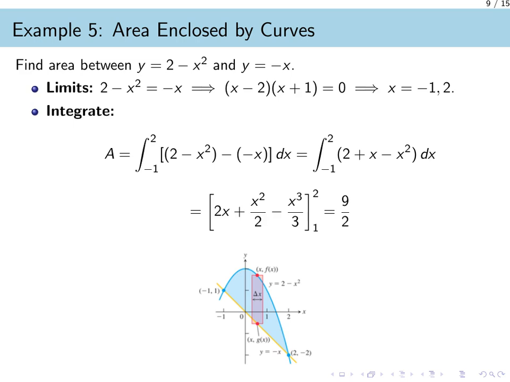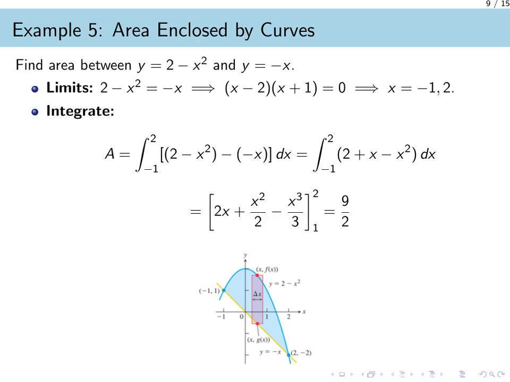In this example, we will find the area of a region completely enclosed by two curves, a parabola and a line. The first crucial step is to determine the boundaries of this region, since they are not explicitly given. To find where the region begins and ends along the x-axis, we find the points where the curves intersect. We do this by setting their equations equal to each other. 2 minus x squared equals -x. Rearranging this gives a quadratic equation which factors to give the solutions x equals -1 and x equals 2. These two values become our limits of integration.